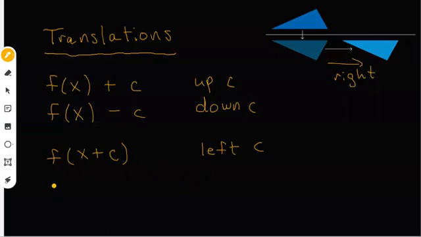And if you want to move to the right, then you have to do the opposite. You have to subtract on the inside. Once you do that, that means you're going to the right.